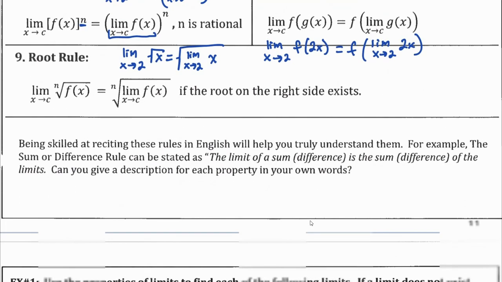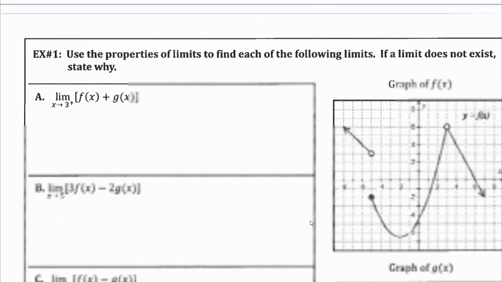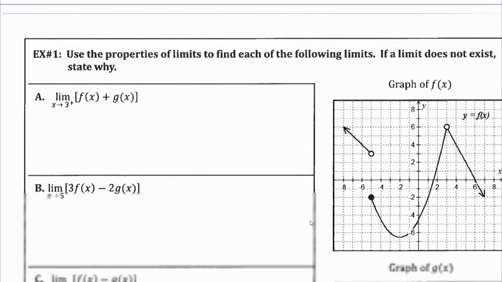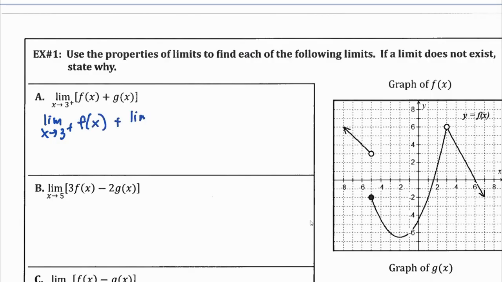So we have some sums and differences. We're just going to jump past that and get into some examples. And so the first one, again, it says use properties of limits to find each of the following limits. So that means we have to rewrite it in order to get credit. So for this first one, it's a sum. So we want to split it into 2, the limit as x approaches 3 from the right of f of x plus the limit as x approaches 3 from the right of g of x.